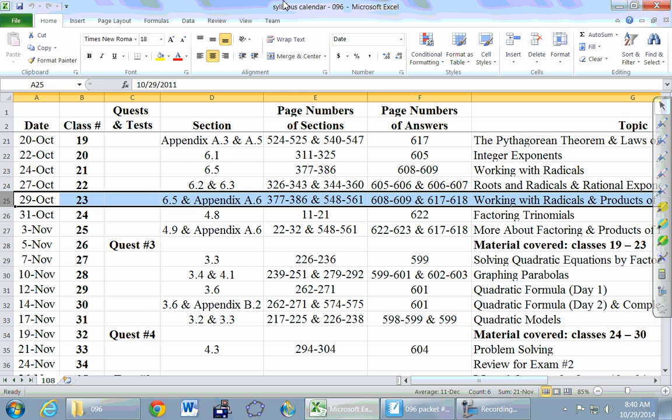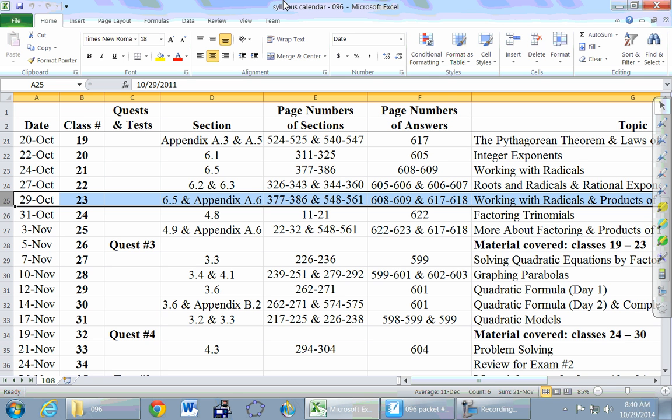So everybody's opening to page 23. We'll take our quick look at the calendar. Today we are going to do some more work with radicals. Surprise, surprise, it's our third day in a row on radicals. And then over here it says products of binomials, so that will look like a completely different topic than any that we've studied before.